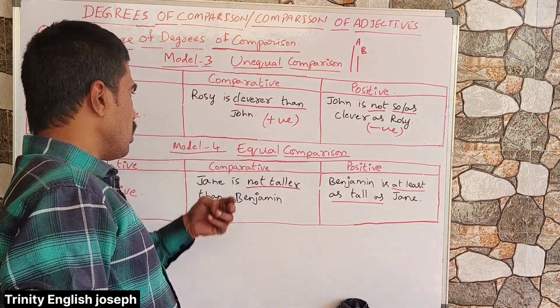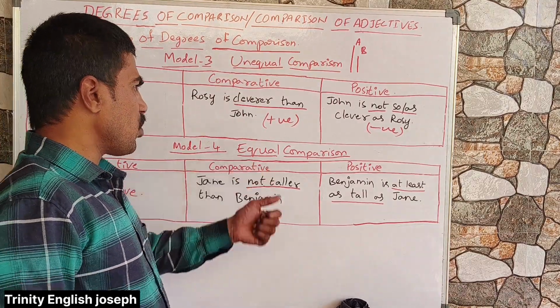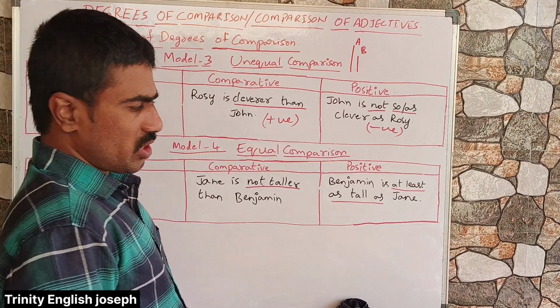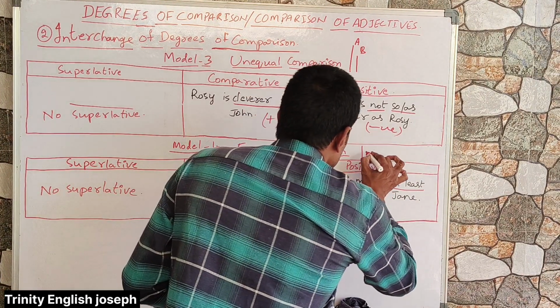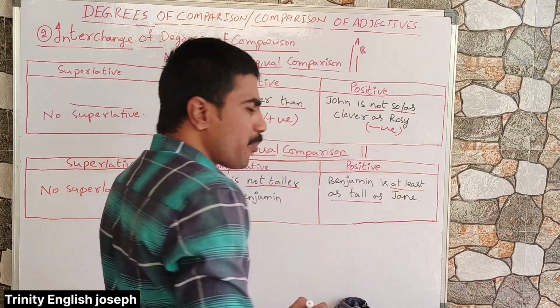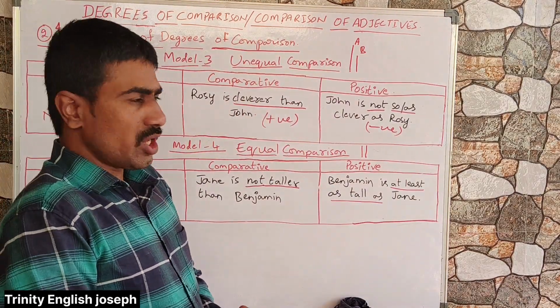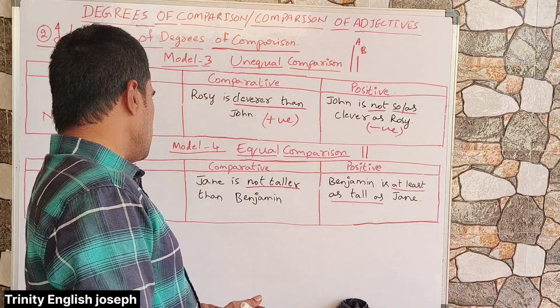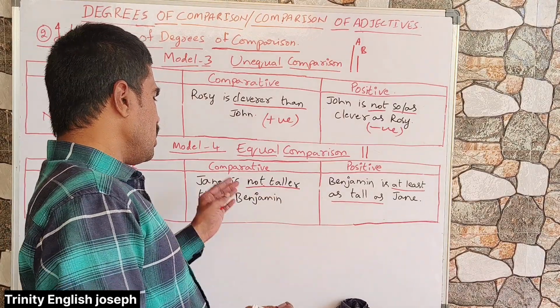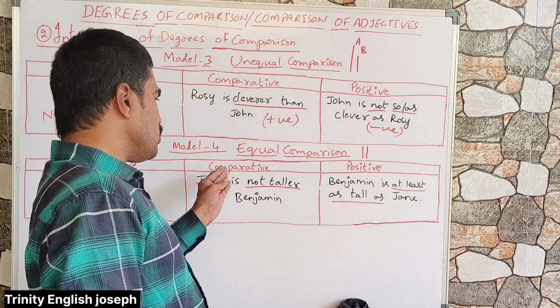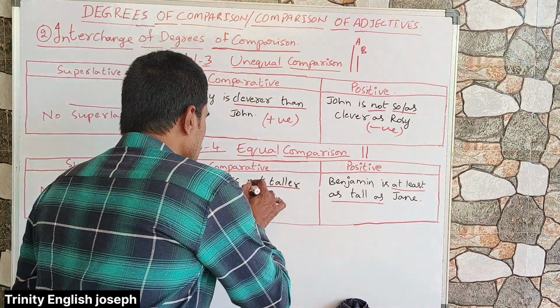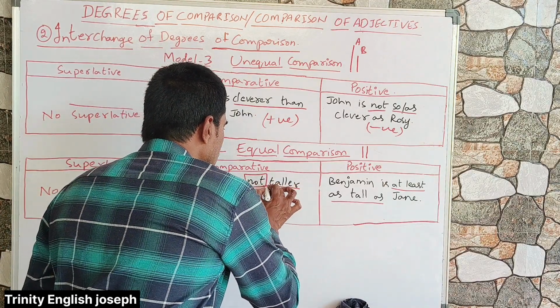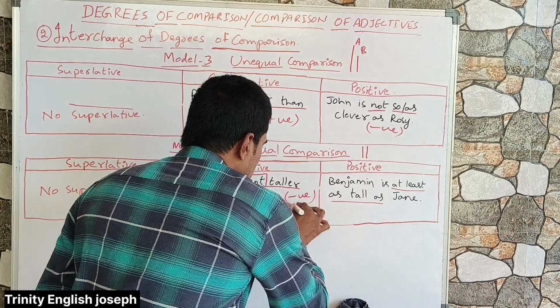Friends, if you come to model 4, here model 4 is an equal comparison. So equal comparison almost brings a kind of proximity between both. So here they are almost the same. Here if you just see, we also don't have a superlative. In the comparative, John is not taller than Benjamin. So here we get a negative sentence in the comparative.